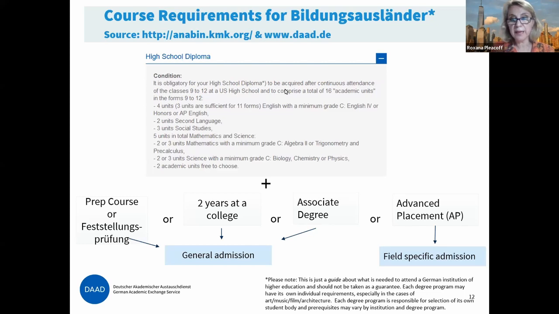So now a few words to the diagram on the slide. For a high school diploma to be acceptable, a student has to have completed classes 9 to 12 and have 16 academic courses in various fields. As you can see, there's more than one way for a Bildungsausländer to qualify for university entrance. We have the Feststellungsprüfung is one way, and I will say more about it on the next slide. The Feststellungsprüfung is oftentimes taken at a Studienkolleg in Germany, or you have 2 years of college, or you have an associate degree, or advanced placements courses.